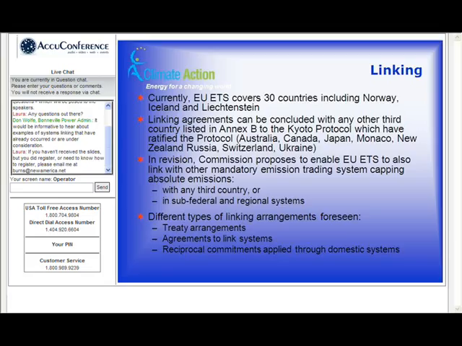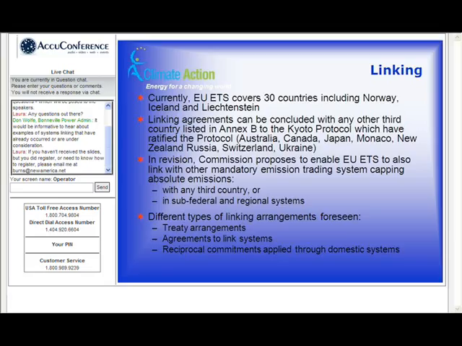Treaty arrangements, if it's with a country, agreements, possibly with the US states. But at the very least, I think what we could have is a system much like the RGGI system between the different states in New England, of reciprocal commitments which we apply domestically, but without a treaty or similar instrument being enforced.